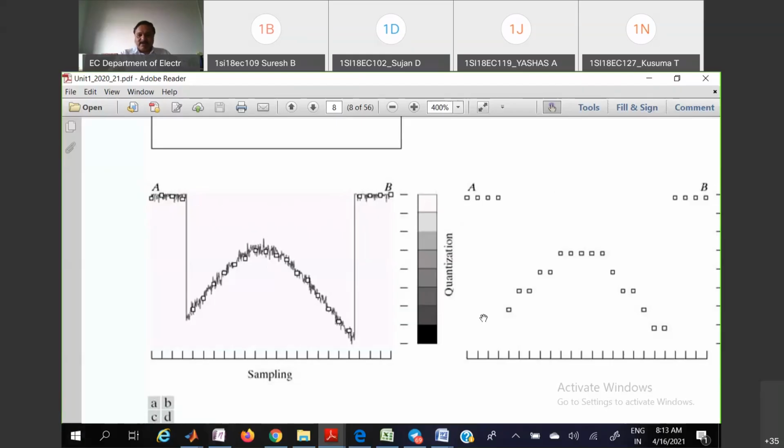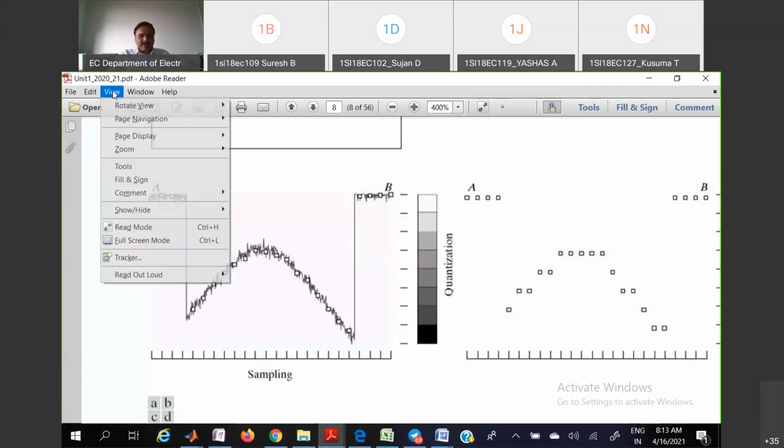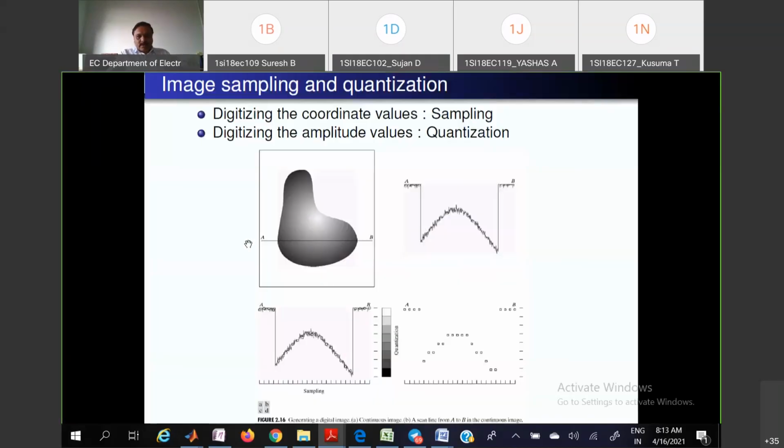So this is the concept of one-dimensional quantization, which you have already done in your communication systems course. What you should notice here is that I have taken a scan line and its 1D plot is shown here. I explained how it can be sampled in the spatial domain, and then how it can be quantized. What you get here is a discretized version of this particular scan line. Digitizing the coordinates we call sampling, and digitizing the amplitude we call quantization. This is known to you.